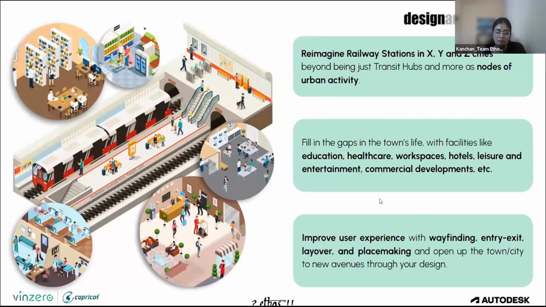And the third part would be improving the user experience within the railway station, because currently, in most places in India and maybe even in other countries, our experiences might not always be pleasant. So how do we, as designers and architects and engineers and people involved in this community, improve the user experience with wayfinding, entry and exit points, and the experience of laying over at a railway station while we are waiting for our next connecting train? How do we make it into a place where one wants to be, rather than just a means to an end?